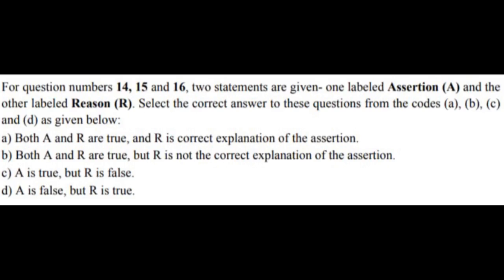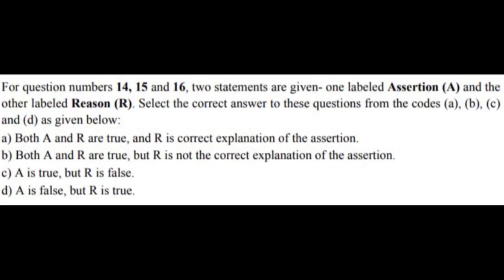The first one is both A and R are true and R is the correct explanation of the assertion. So here the statements of assertion and reason are true and R is the correct explanation for supporting the assertion. And second option, both A and R are true but R is not the correct explanation of the assertion. So here the statements given as assertion and reason are true, but the reasoning is not the correct explanation for that given statement.